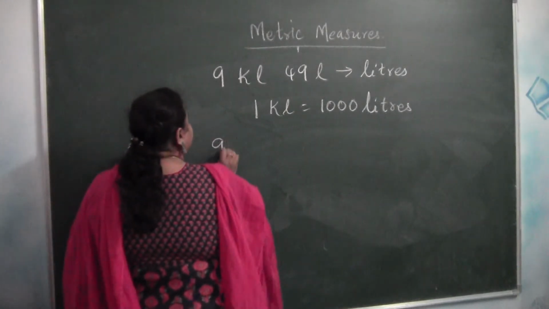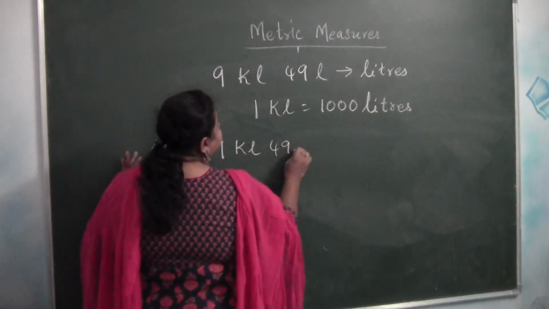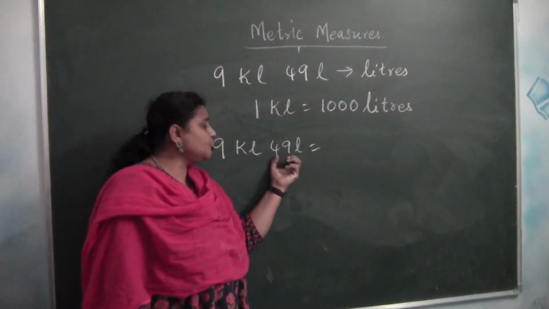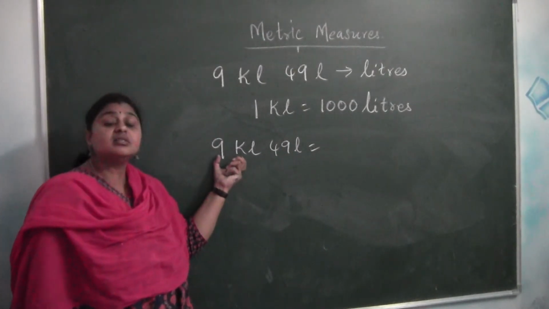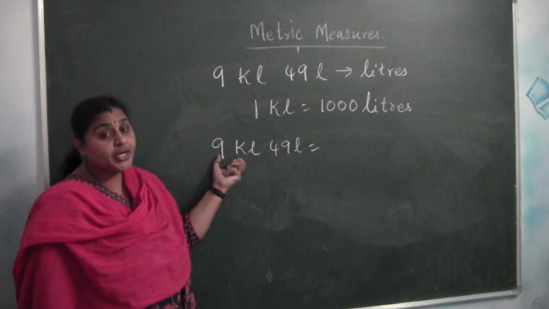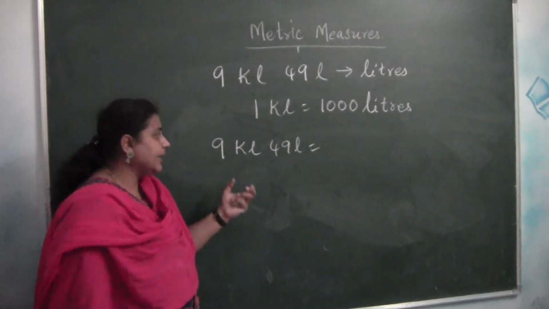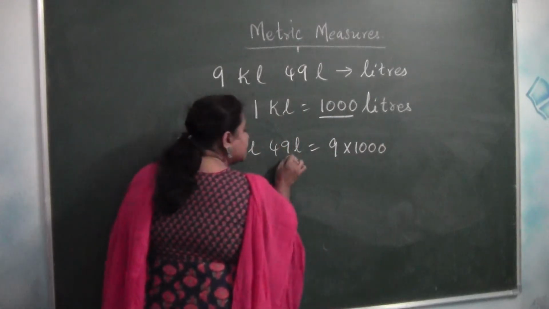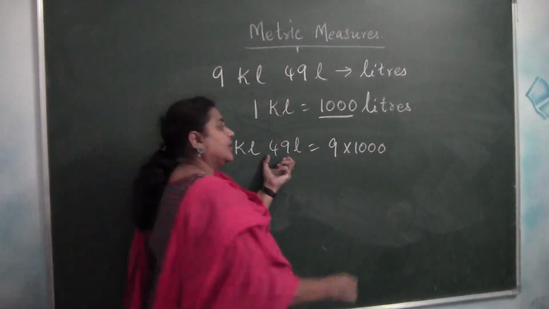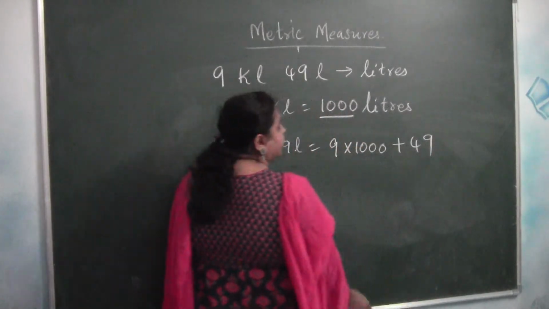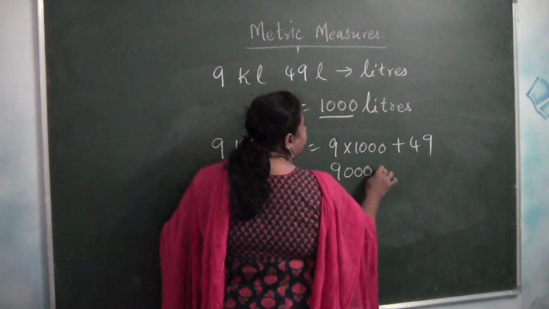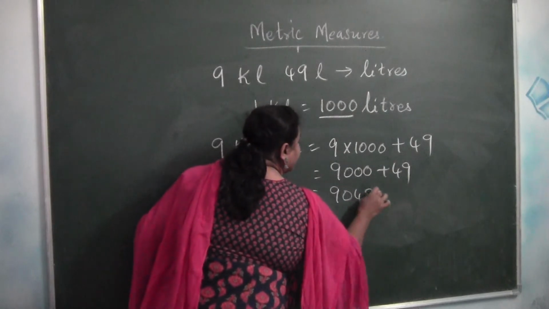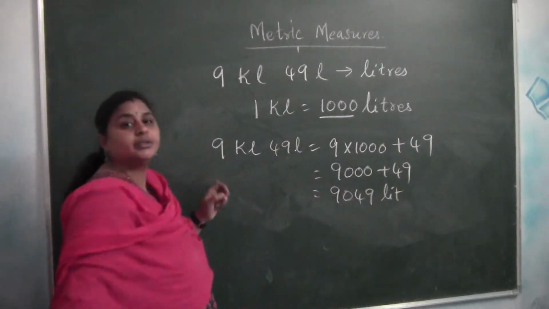Now, 9 kiloliters and 49 liters. 49 is already in terms of liters, so nothing to do with 49. Only we have to convert 9 kiloliters to liters. So we are going to multiply with 1000: 9 into 1000. Then what happens with this 49? We are going to add 49. Now 9000 plus 49, that is 9049 liters. Got it, children?